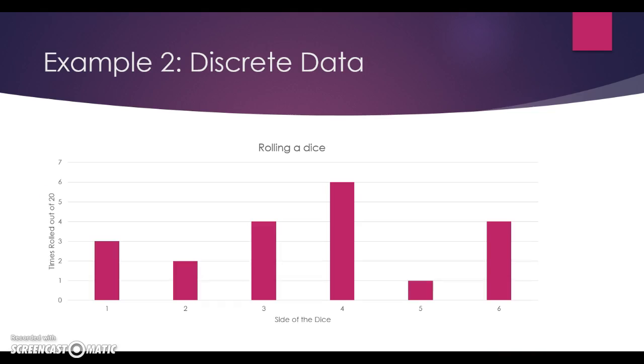So, I can only roll a 1 or a 2 or a 3. I cannot roll a 1.5 or a 2.5 or a 3.5. This means the data is discrete, and therefore it will be a bar graph.